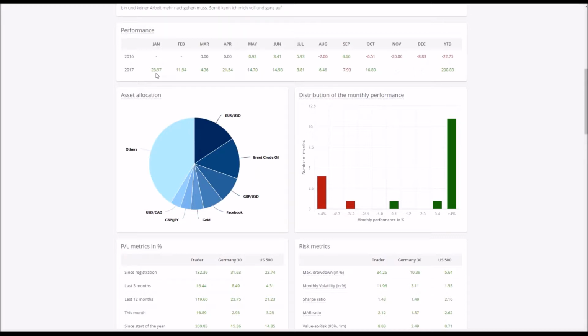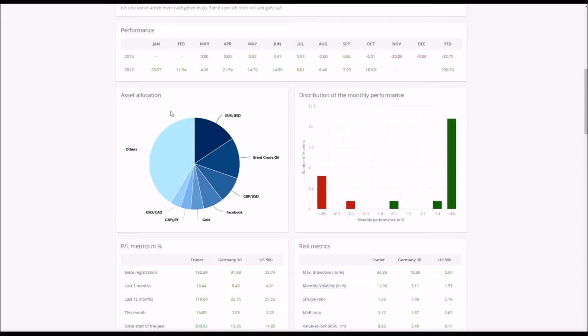But you can see this year, month by month, only had one losing month so far, down just under 8% in September, but notching up pretty chunky profits, double digit percentage profits sometimes, and up 200% for the year to date is our trader here.